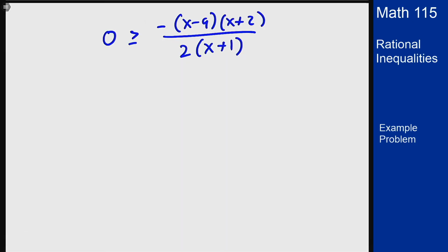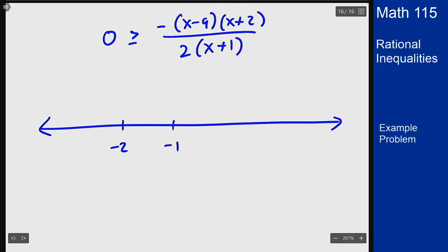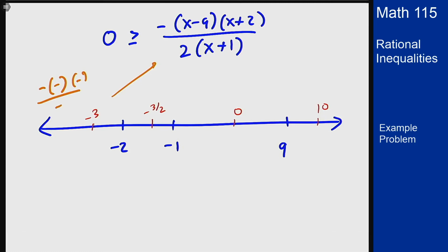Now that we have all of our things factored, we can draw a number line and plot these values on them. I need to plot minus 2, minus 1, and 9. And I can plug in values to see what happens. So I plug in minus 3. My expression here will be negative times a minus 3 minus 9, that's a negative 12, times a minus 3 plus 2, that's a negative 1, divided by a 2 times a negative 2. That's 4 negatives, that means it's a positive number.